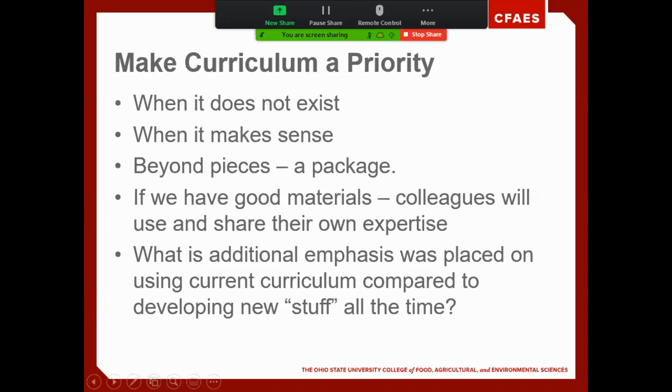So the next one talks about making curriculum a priority. I really need to do some looking out there to see what is already available. I don't want just to spend time to spend time. It needs to be something that I'm going to be able to show impact and share on a broader basis as time allows and as opportunity allows.